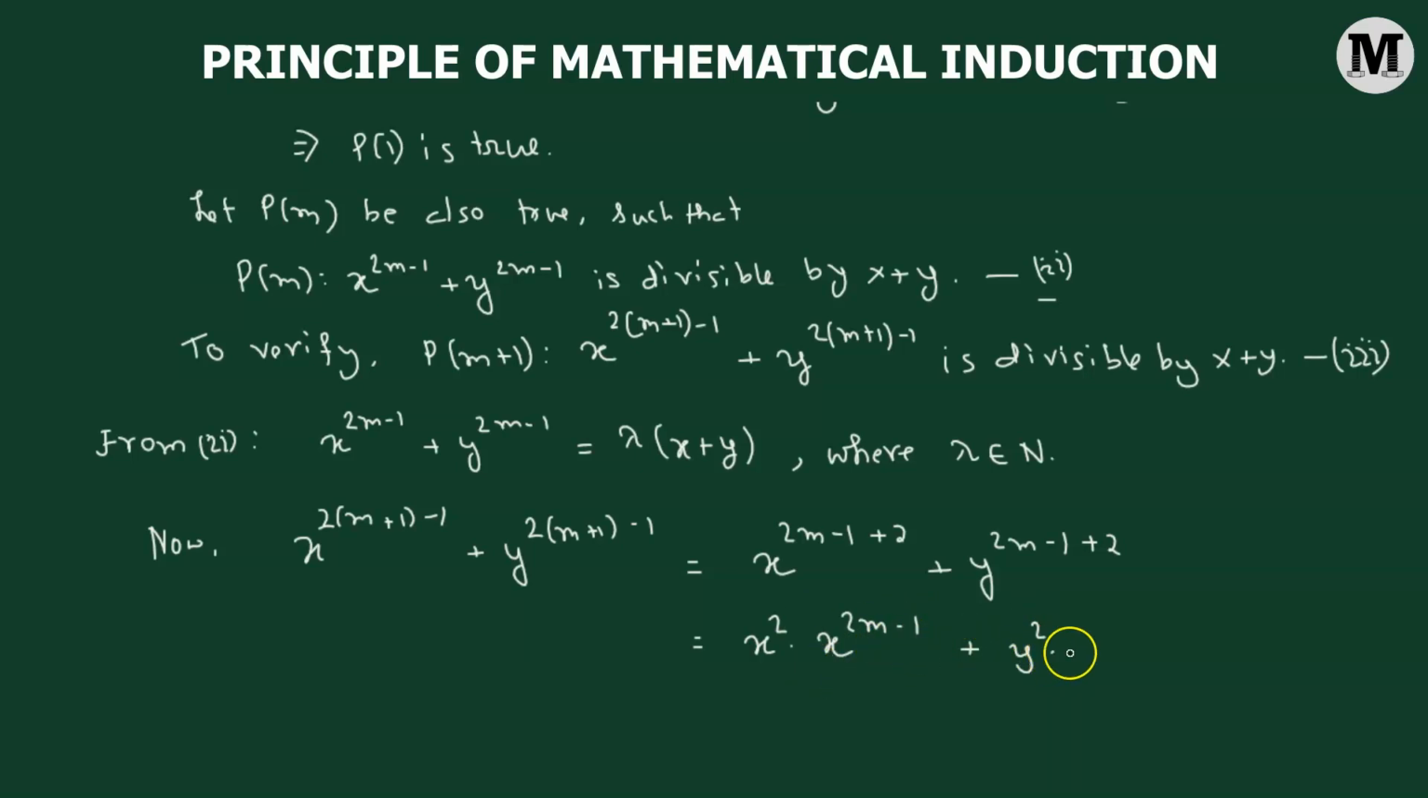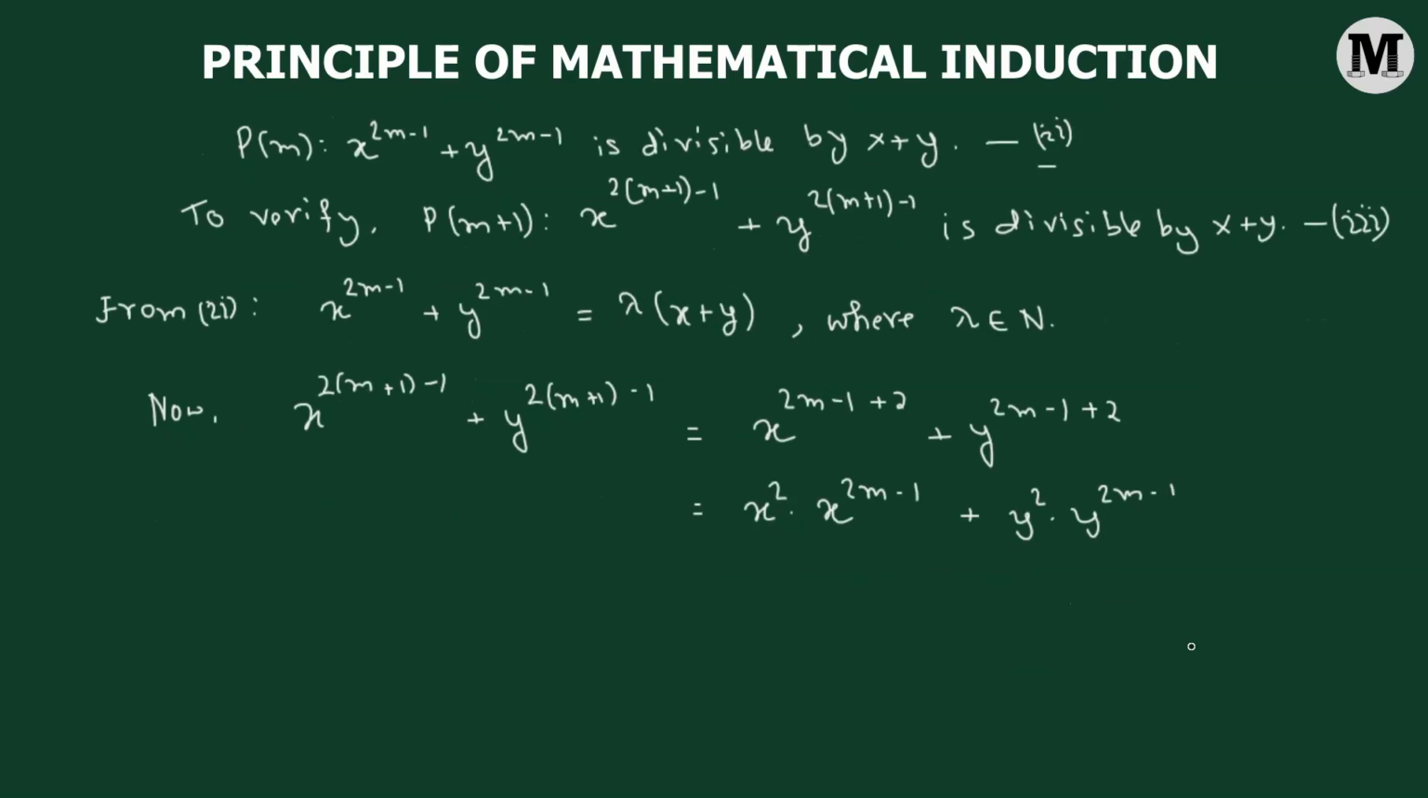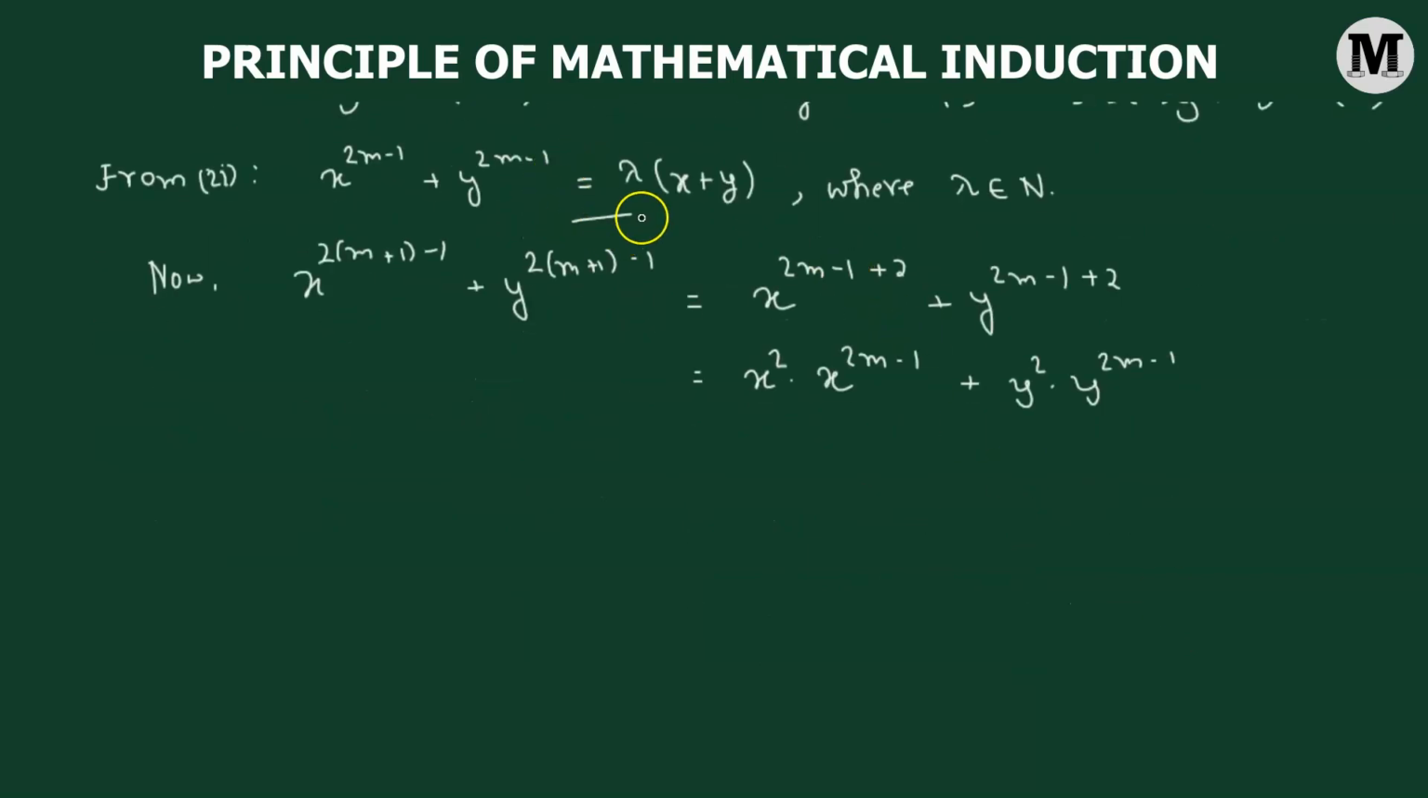Added to y squared multiplied to y raised to the power of 2m minus 1. Now what we can do, we can use this equation, and we only need x raised to the power of 2m minus 1. We have this portion here. So in place of x raised to the power of 2m minus 1, we keep x squared as it is. We can use lambda multiplied to x plus y minus y raised to the power of 2m minus 1. Fine. Added to y squared, added to y squared times y raised to the power of 2m minus 1.